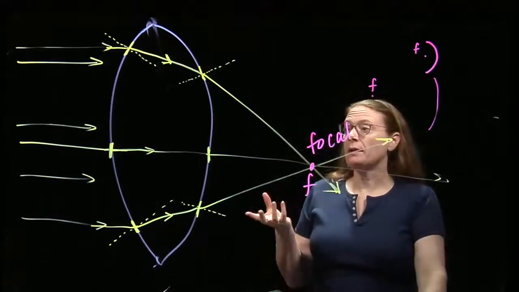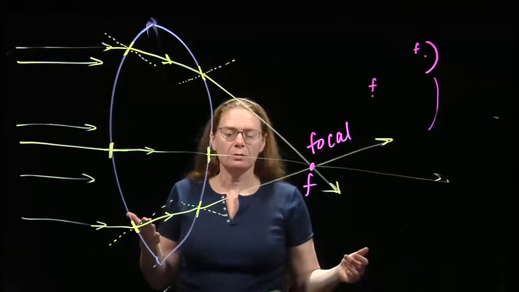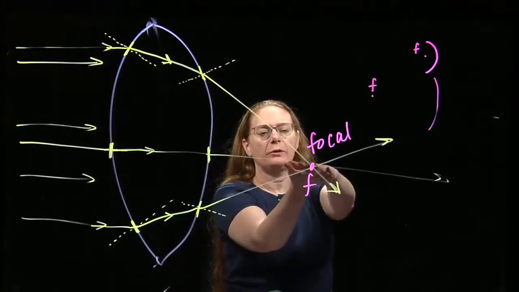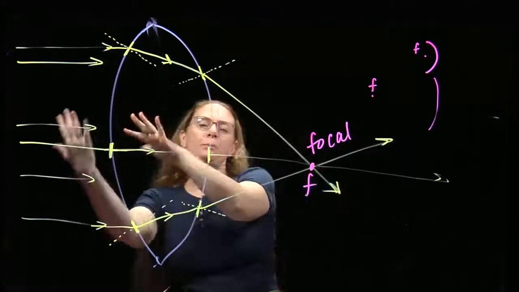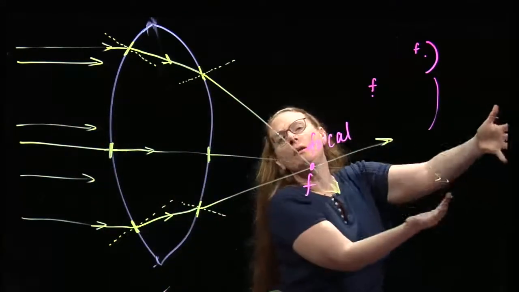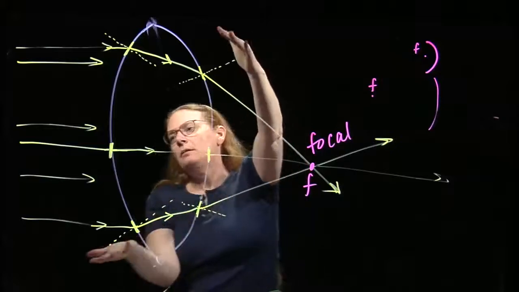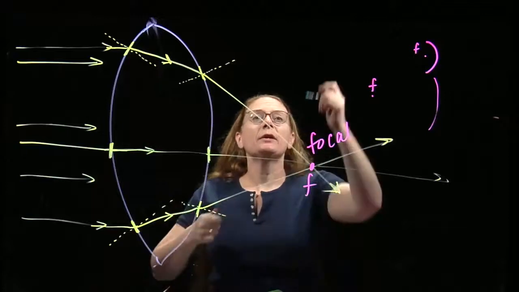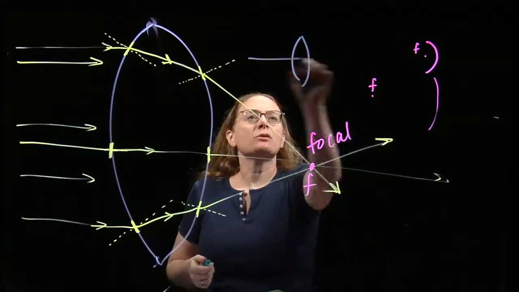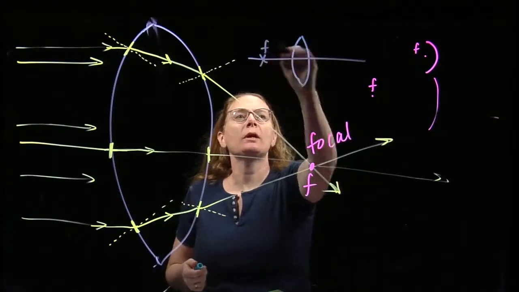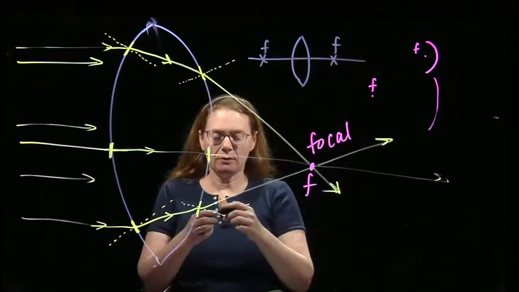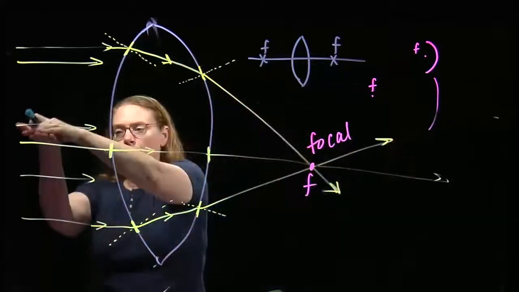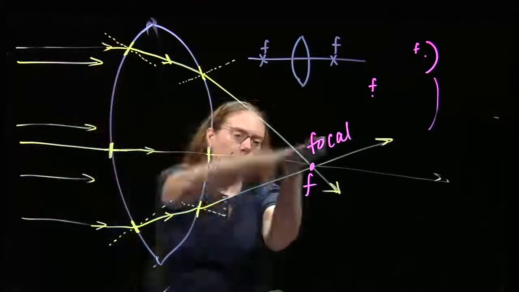Now the interesting thing with lenses compared to mirrors is that I can have parallel light coming in this way. It all gets converged down to this focal point. I could flip this whole thing over, and if I have parallel light coming in this way, it all gets converged down over here. So for lenses, we actually have two focal points, one on each side, because the light rays would be symmetrical. Parallel light in meets here, parallel light in meets here.